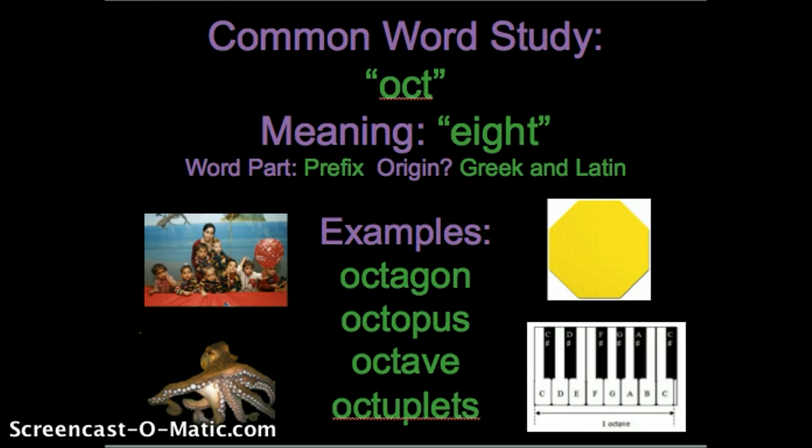Eight of something. The word part is a prefix. You will see it most often at the beginning of an existing word. And the origin, just like quad, is from Greek and Latin. It is actually the Greek and Latin word for eight.